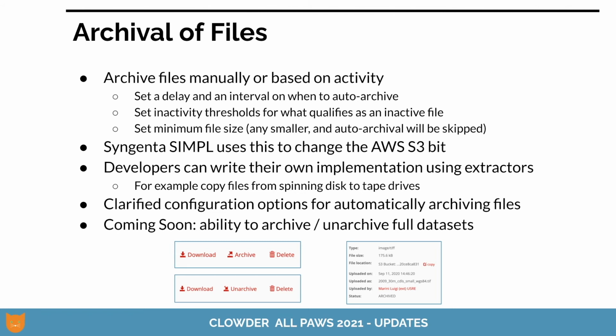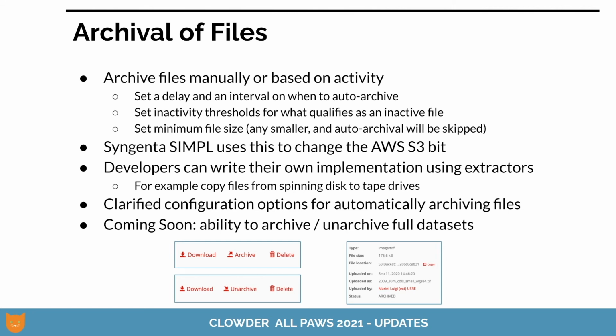So we have the ability of archiving files now, and this again was used by Syngenta Simple to change the AWS S3 tier, which basically lowers the cost and makes the file harder to get, or slower to get, I should say. But the way we developed this is very generic, so you can develop extractors that could put the file, for example, somewhere else. For example, moving it from a spinning disk to a tape drive.